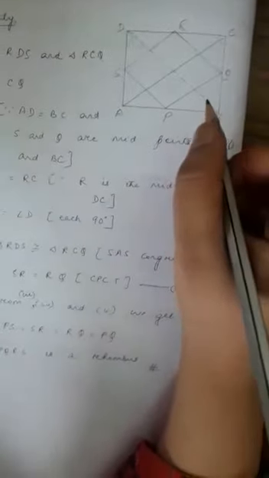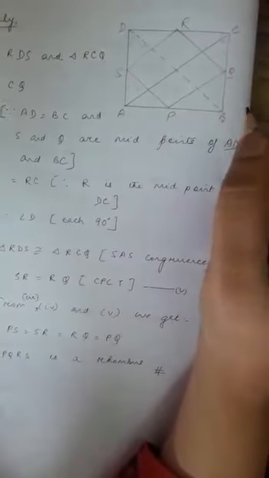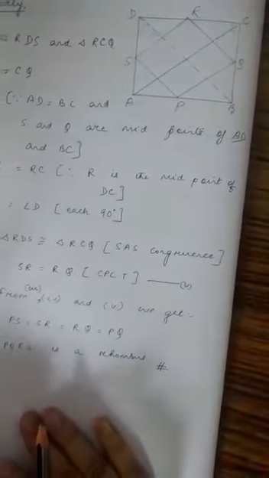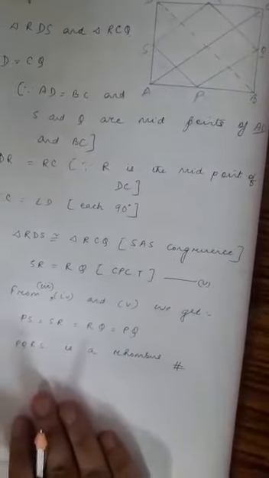So today we have learned about the midpoint theorem, theorem 1, and the converse of the midpoint theorem. And we have also done the 3 sums from exercise 8.2. The rest of the sums will be discussed in the next video.